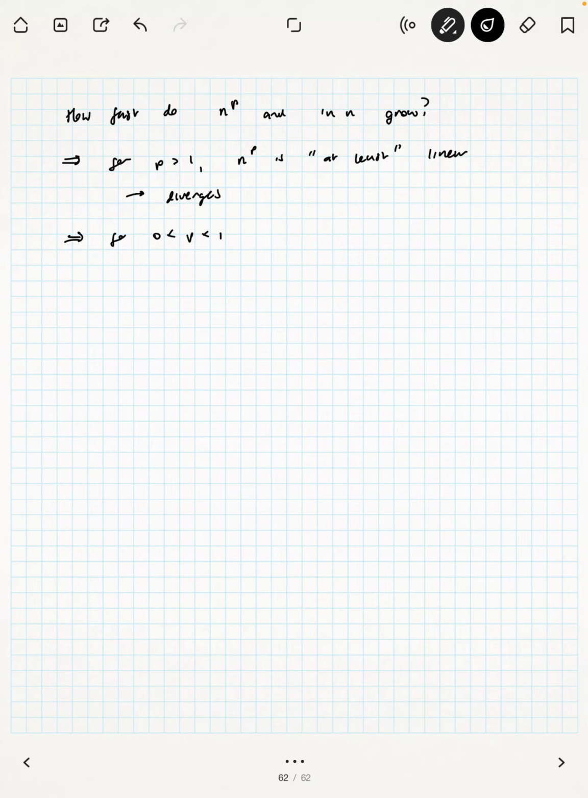For p between 0 and 1, right? So we have a fractional power. So think square root, right? Square root of n. That is still at least logarithmic. What I mean by at least here is they're still going to grow faster than a logarithm eventually, right? Diverges.